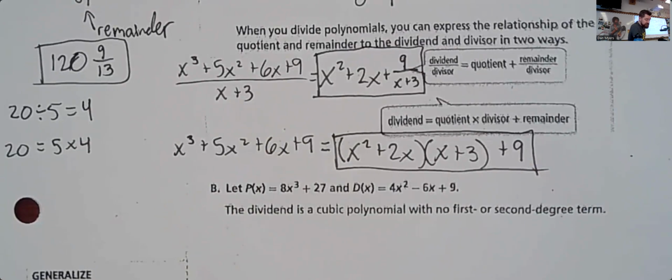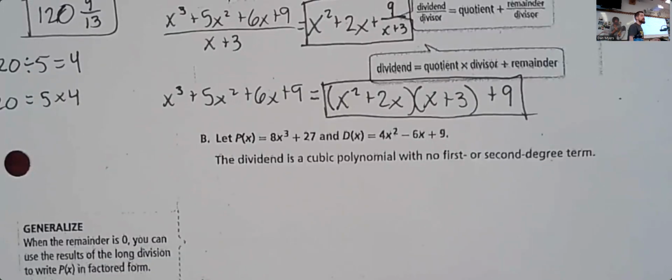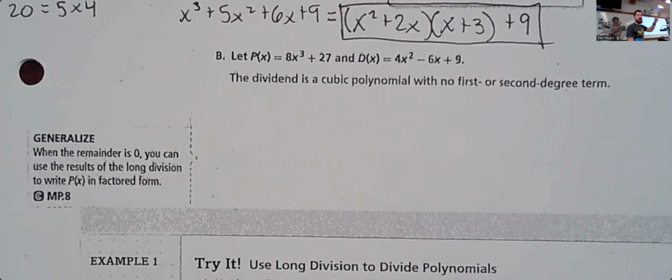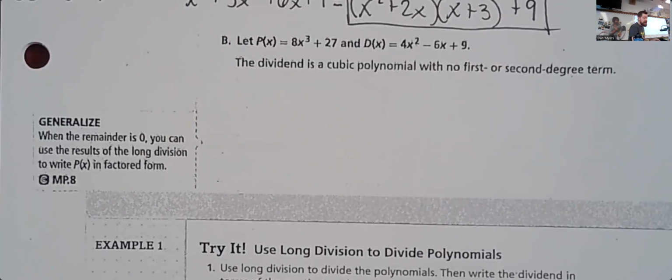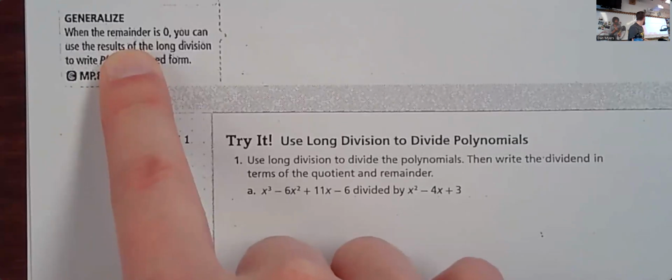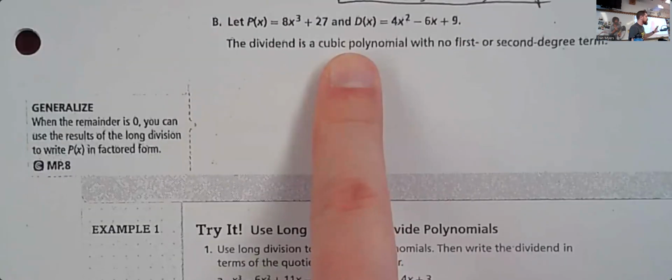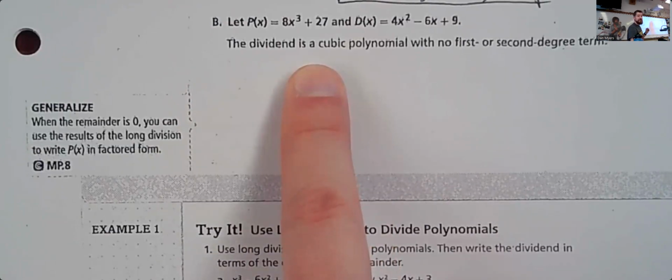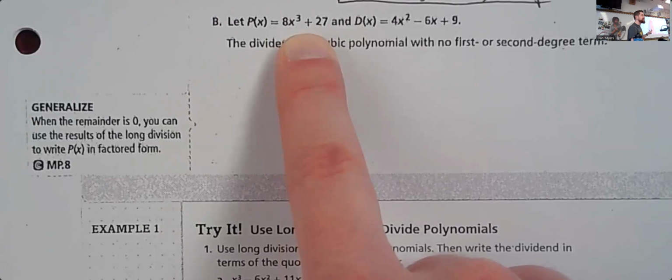So let's try another one. Now, when you are working with these problems, take a look. Here's a very important step that I'm going to teach you on this particular problem. The dividend is a cubic polynomial with no first or second degree term. Actually, no, not when the remainder is 0. Sorry, it's not written in here. We'll talk about what happens with the remainder of 0. But listen up, if the dividend, the thing that is being divided, does not have certain values of x, there is no x squared, there is no x, you need to account for the fact that they are not there.